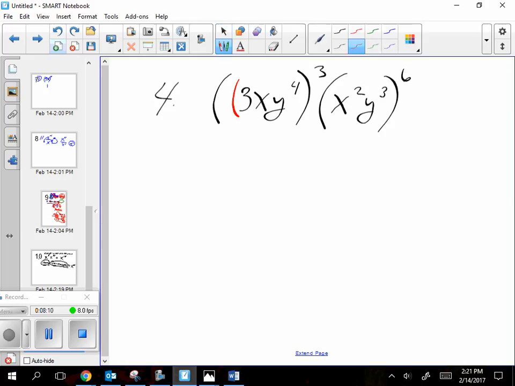So now, what is 3 to the 3rd? That means this. 27. And then this x, I'm going to do it in blue. This x to the 1 has to be put to the 3rd. Do you get that's just x to the 3rd? Focus, focus with me. Number 4. We're on the x's part. X to the 3rd. And then y to the 4th has to be put to the 3rd.